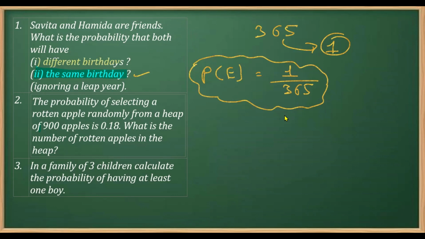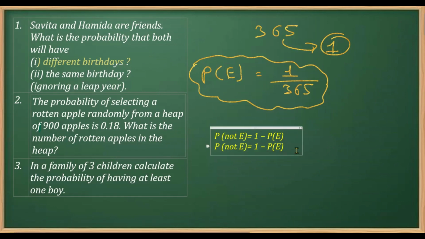Now, as I check the next one, having different birthdays. For that, we are going to use this idea of the sum of occurrence of an event and non-occurrence of an event. What we know is that the sum of all elementary events of a probability is 1. Then if the probability of happening of that event is P, then the probability of not happening of that event is 1 minus the probability of happening of that event.